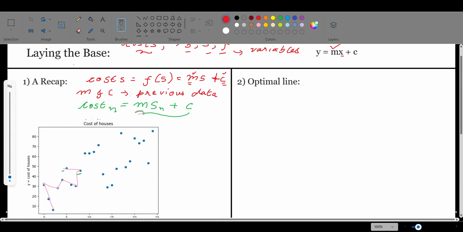Just one second, let me change the color. Okay, sorry, I've lost my mouse. Okay, there it is, finally.